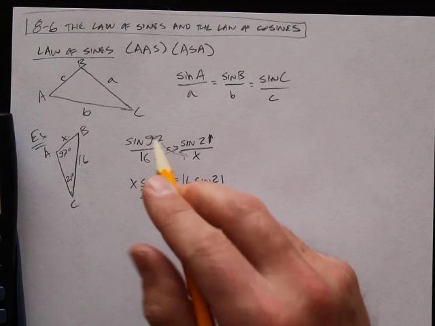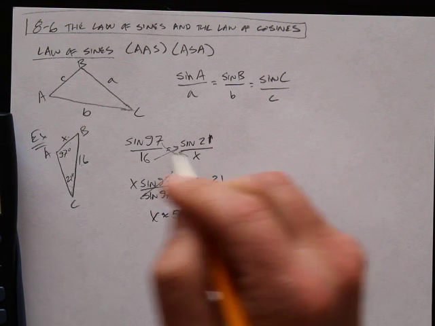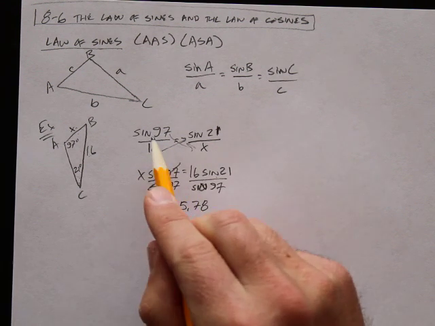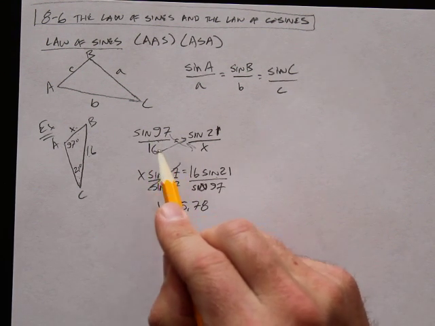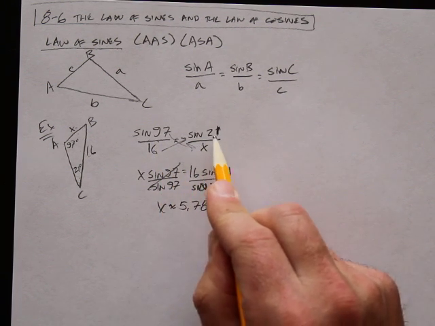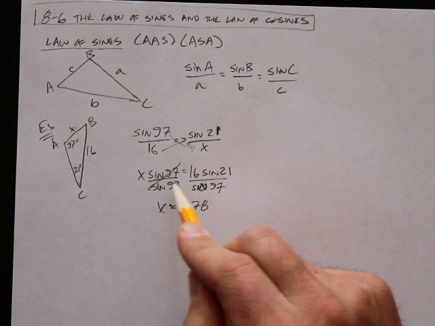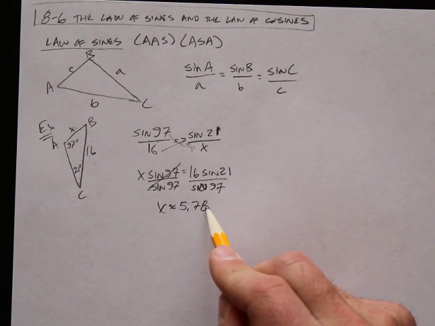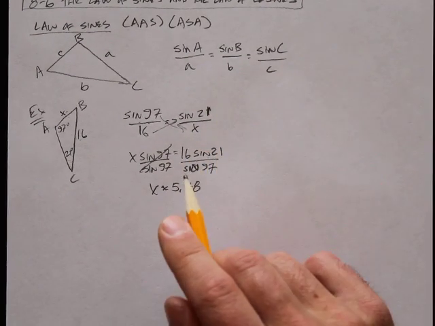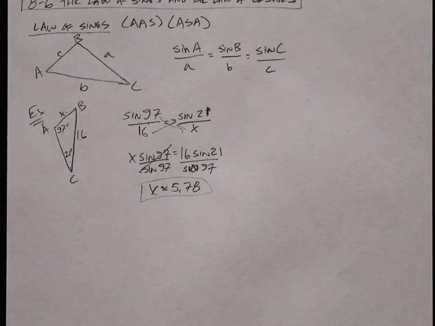5.78. X is approximately 5.78. Now, you might do the sine of 97 first, and you get 0.993, blah, blah, blah. You might do sine of 21 first, you get 0.358, blah, blah, blah. And so when you do that and you get down to the bottom, you might end up with 5.77 instead of 5.78. So there's some rounding issues that might occur if you do that. But we're pretty close. Okay.